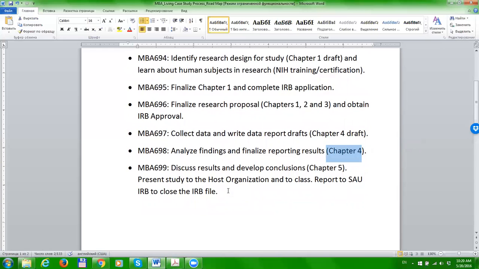During the last course, you will write chapter 5, which is discussion and conclusions. You will discuss your results, you will answer your questions, you will develop your conclusions and recommendations. You will write recommendations for your host organization, how to make changes based on your findings, and also you will write recommendations for future research, what you recommend to explore at your organization in the future. Also you will present your study, your findings, to your host organization, and also you will present to the class.